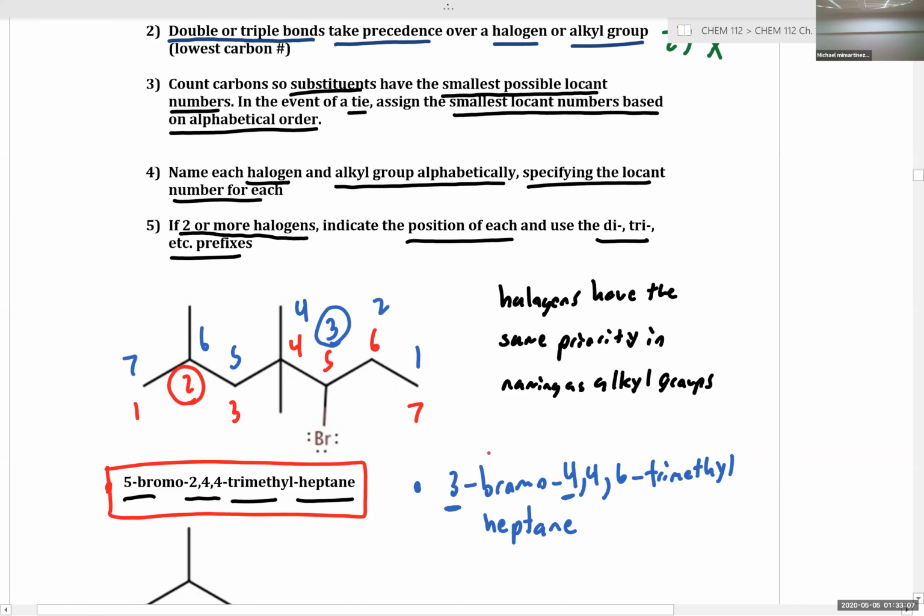Does the bromine matter? Do we care about the bromo substituent? Do we care about this bromine any more than a halogen? No, it has the same priority. You just want the smallest from the first locant number to the last. Okay, so let's keep going with this.